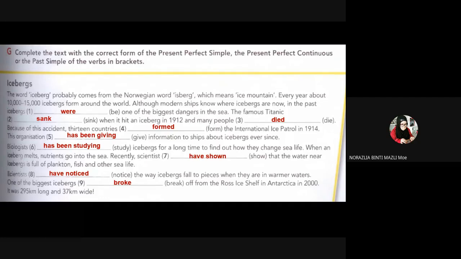One of the biggest icebergs broke off from the Ross Ice Shelf in Antarctica. Sebab dia bagi keyword dia adalah masa yang spesifik. Dia masa yang spesifik tu maksudnya dia bagi tahun lah. Dia bagi 1912, 1914, dia bagi 2000. Very specific. So sebab tu kita boleh pakai past simple. Understand? Yes. Okay, tak apa sekejap lagi.